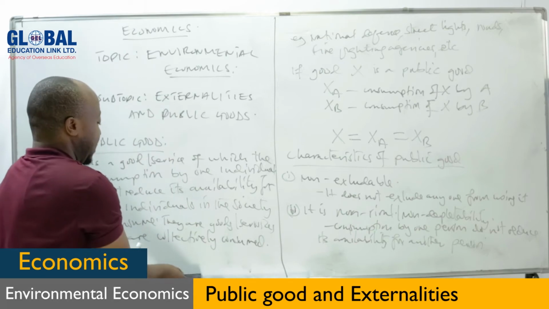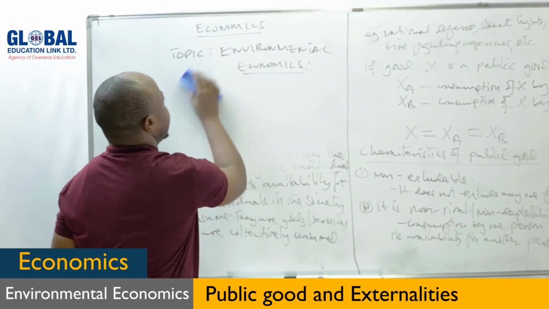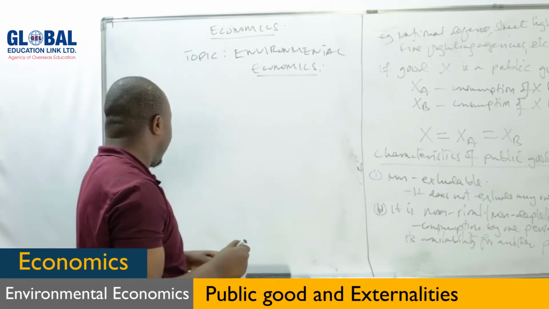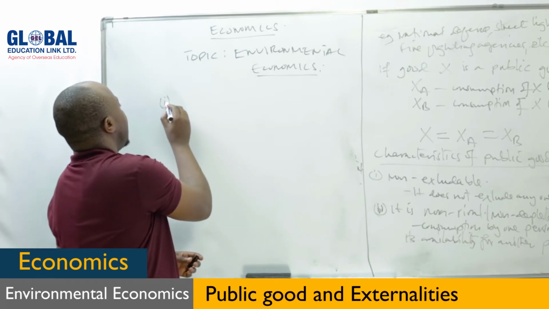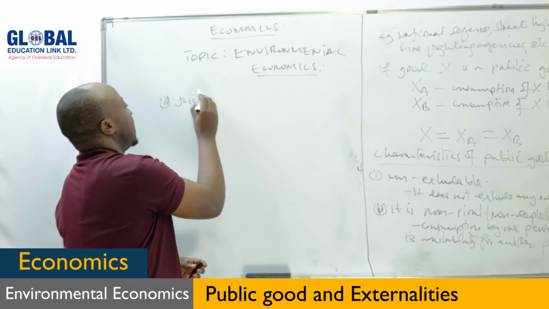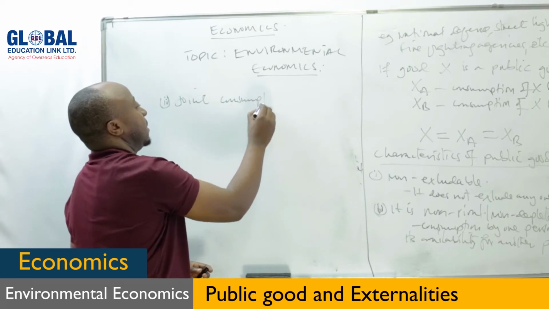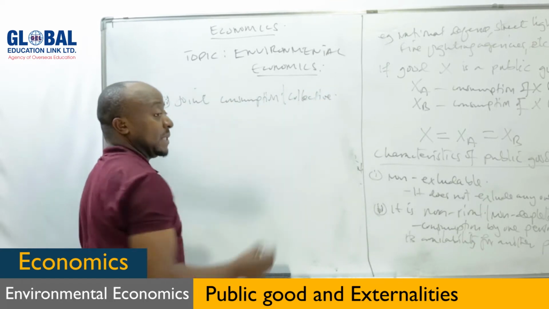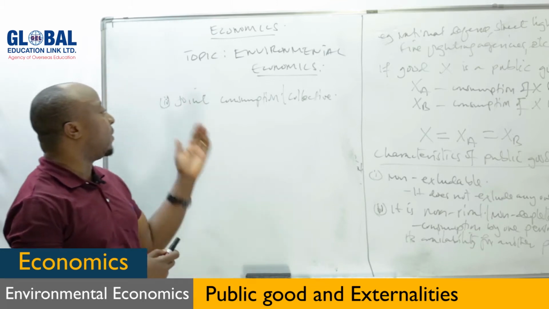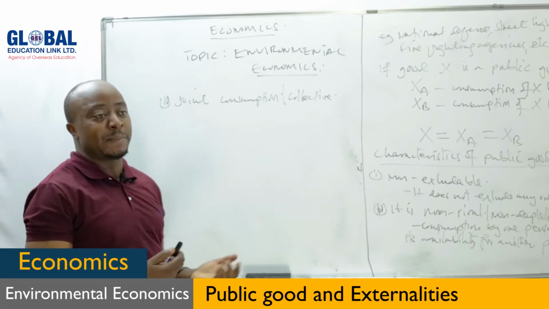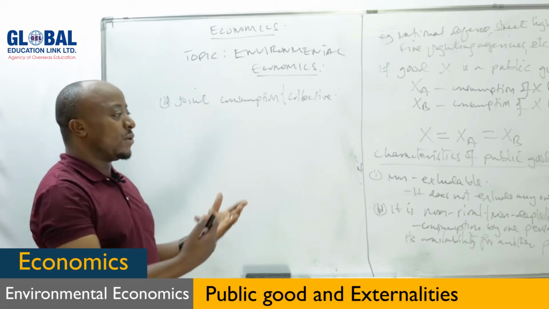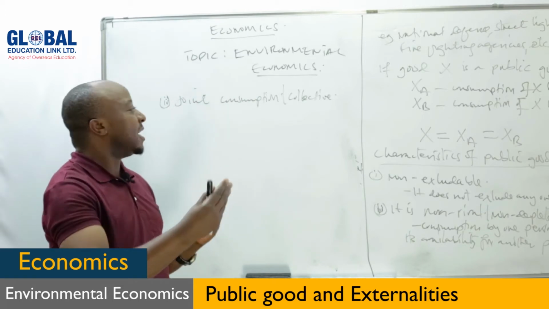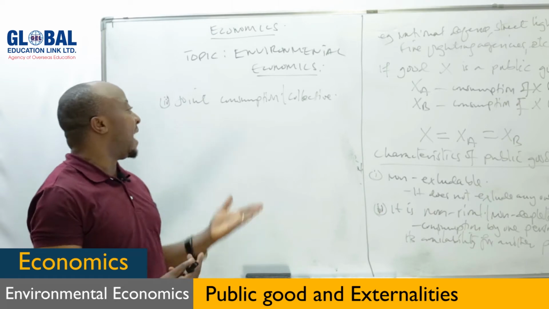Then the third characteristic is what is called joint consumption, or collective consumption. It is another feature of a public good. Public goods have a tendency of joint consumption. It means that when public goods are produced, individuals or groups of people in the society can consume them at once without affecting each other. So for that case, we say these goods have joint consumption.